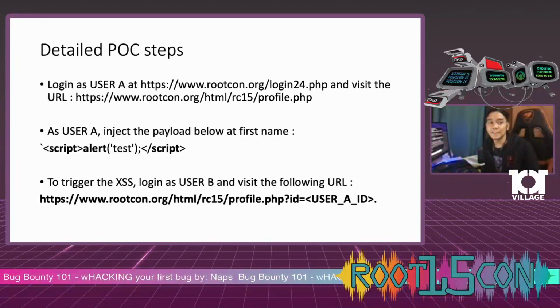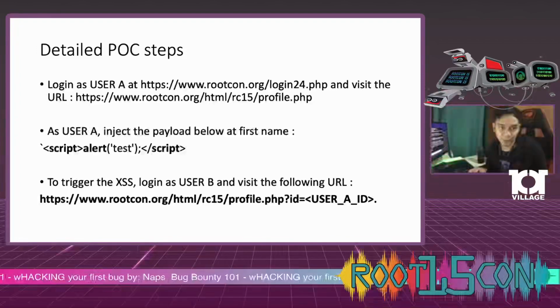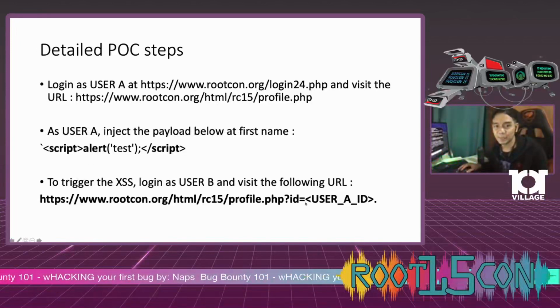So on our second step, as user A, inject the payload below as first name. And then that's your second step, and then put your payload. And the third step is to trigger the XSS: login as user B and visit the following URL. As you can see, I added the less than and greater than signs here.